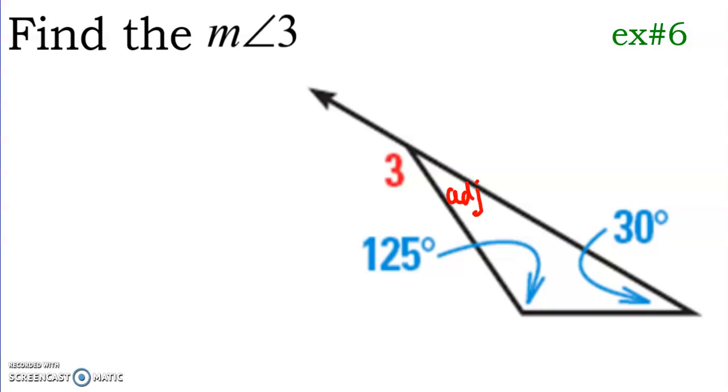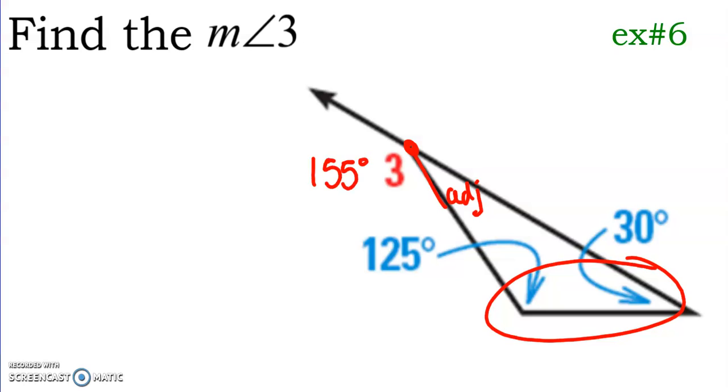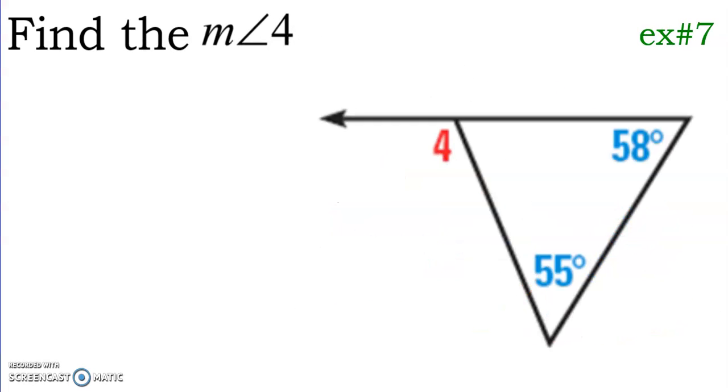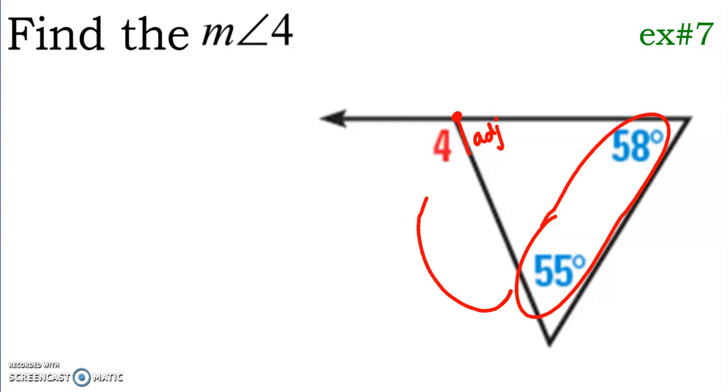Here's the adjacent angle to angle 3, our exterior angle, because they share a common vertex and a common side. So we're going to add together these two non-adjacent interior angles. So 125 plus 30 is 155 degrees for the measure of angle 3. And same thing, here's the common vertex, common side. So this is the adjacent angle to angle 4, but we want to add together the two non-adjacent angles. So that is 113 degrees for the measure of angle 4.